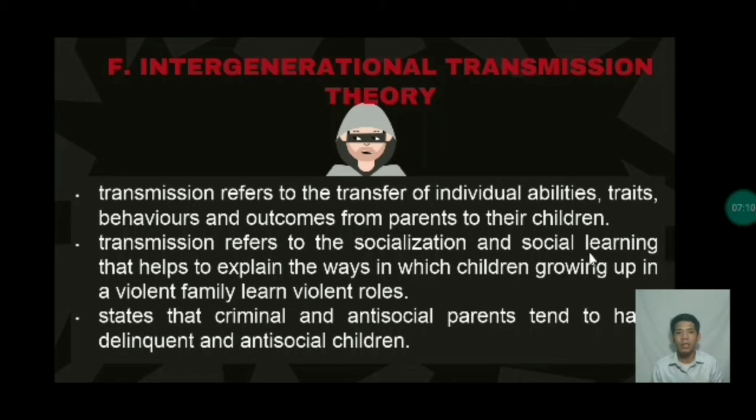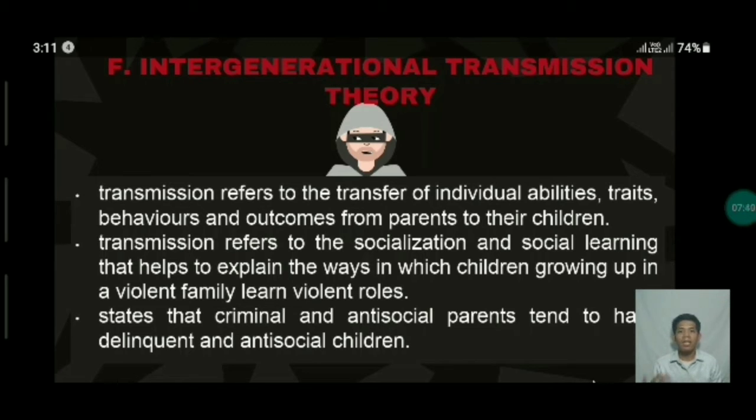intergenerational transmission theory. According to Anne Duffy, transmission refers to the transfer of individual abilities, traits, behavior, and outcomes from parents to their children. Transmission refers to the socialization and social learning that helps to explain the way in which children growing up in a violent family learn violent rules. States that criminal and antisocial parents tend to have delinquent and antisocial children.